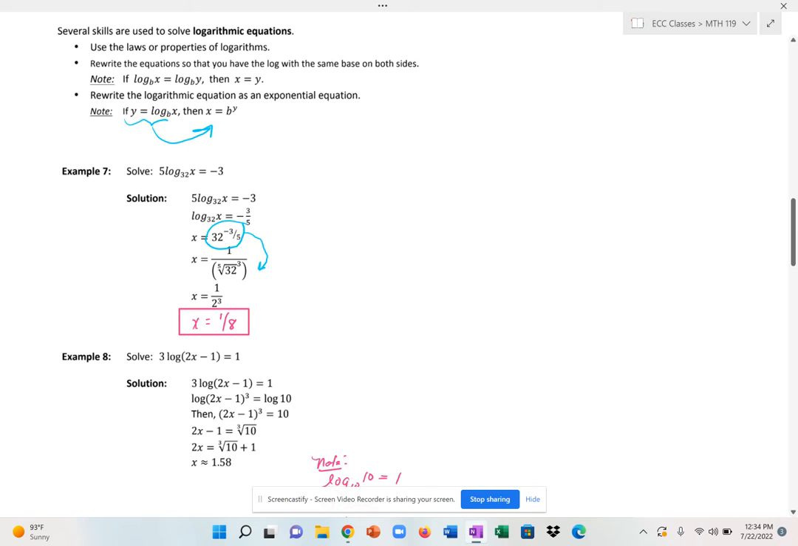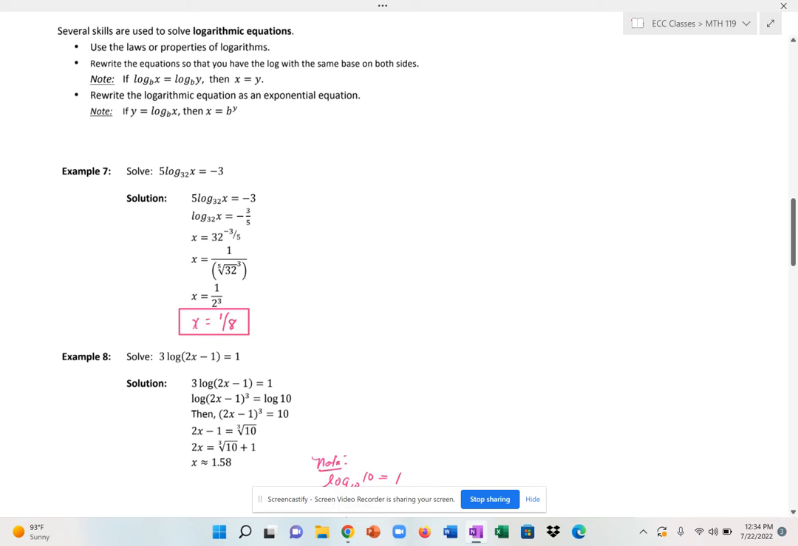So 32 to the negative 3 halves is equivalent to 1 over the fifth root of 32 to the third. The fifth root of 32 is 2, but then I still have to raise it to the third power, and so my x is equal to 1/8. So we have solved the logarithmic equation by first rewriting it as an exponential equation.